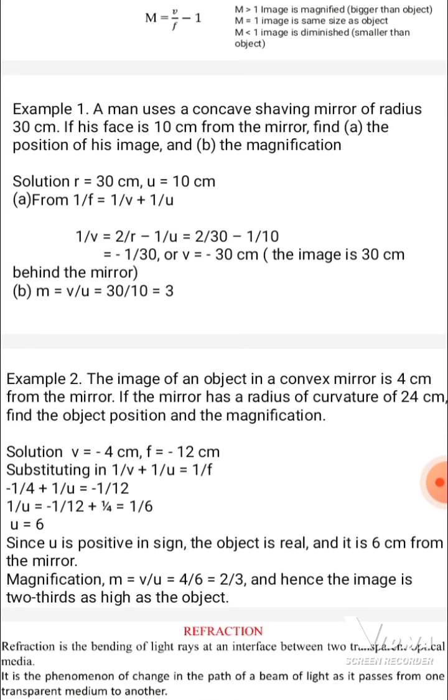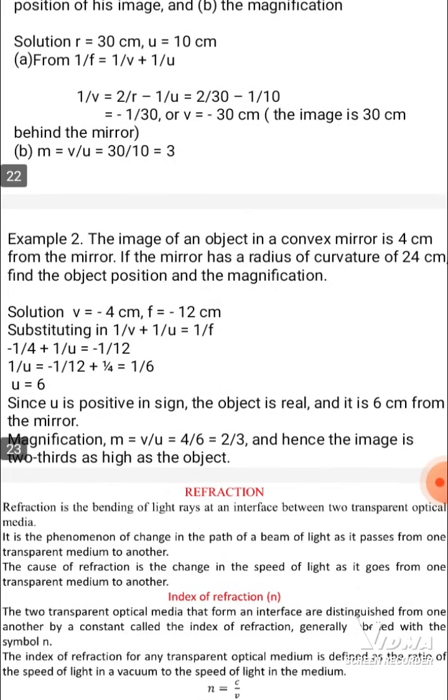So to solve part B, which is the magnification, from our expression M equals V over U, our V is 30 centimeters, our U is 10 centimeters. So M equals V over U equals 30 over 10. That will give you 3.